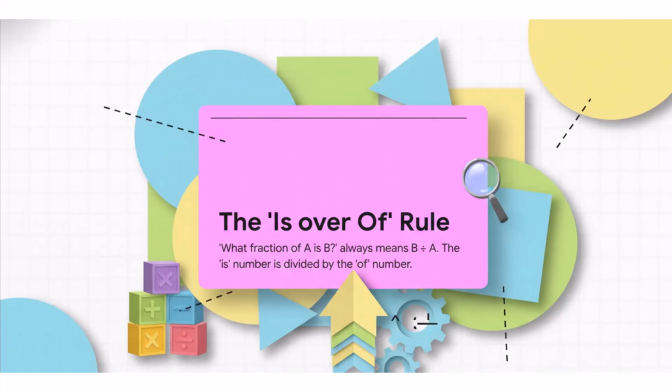It's simple. Whenever you see what fraction of A is B, you always do B divided by A. Just remember, the "is" number gets divided by the "of" number. Seriously, burn this into your brain. It's a lifesaver. Okay, awesome.